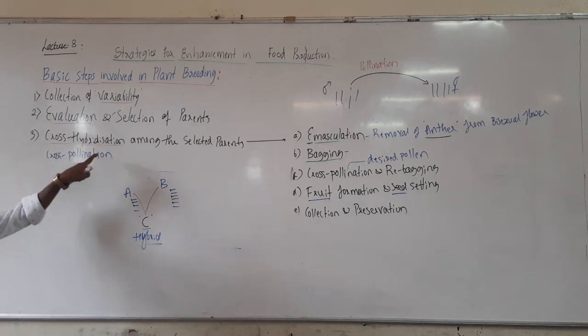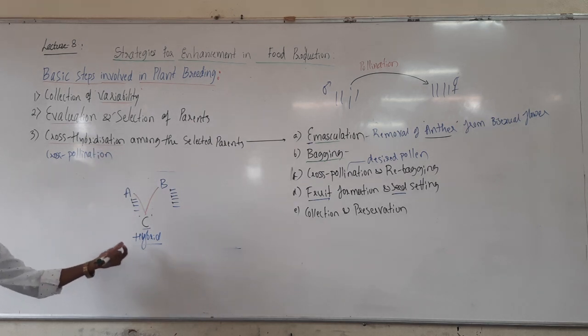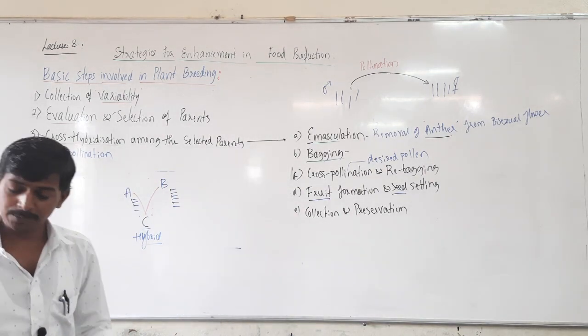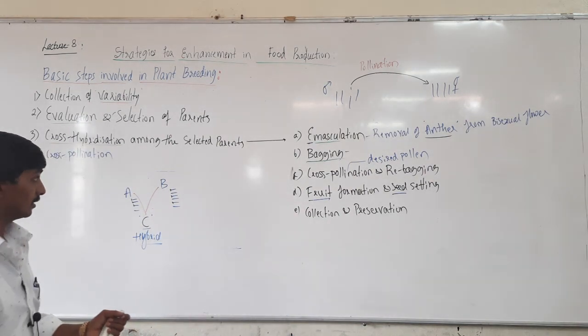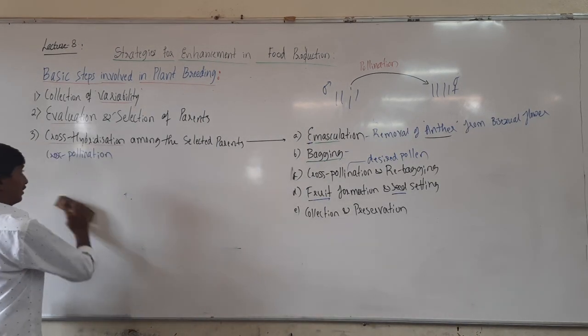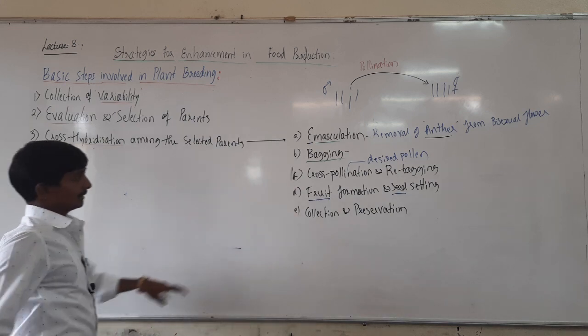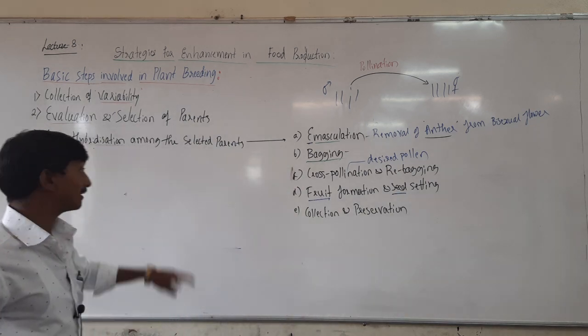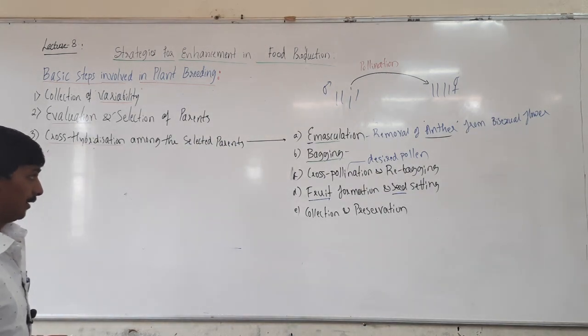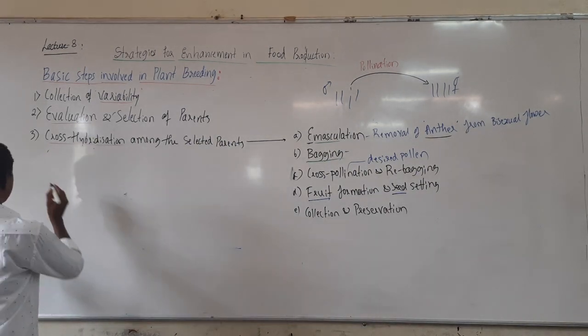So hybridization means formation of the hybrid by crossing two plant species, or different plants of the same species. That is the third main step of plant breeding. So remember these five steps, and how the cross hybridization is done in plants.